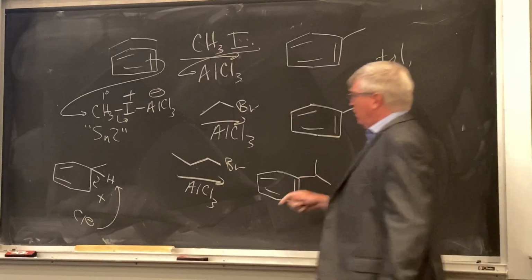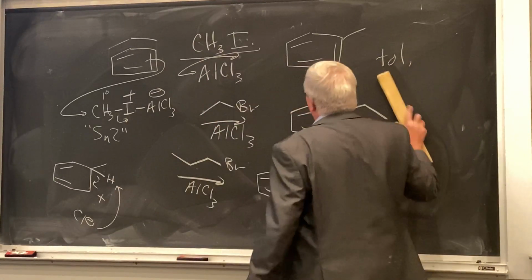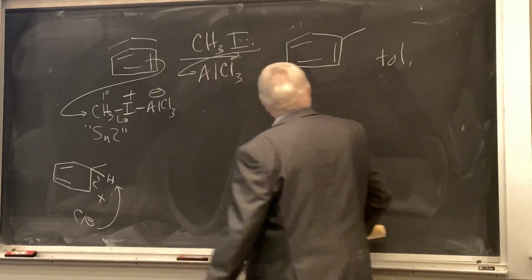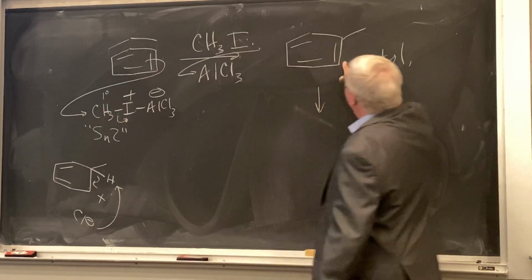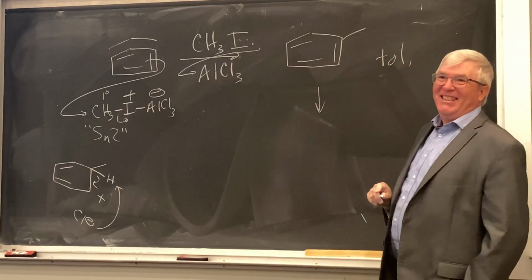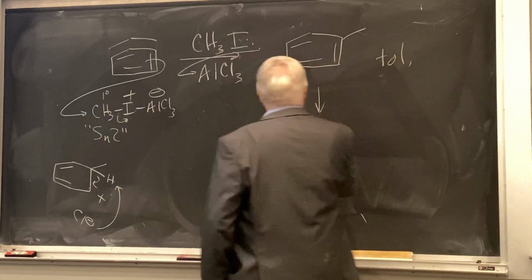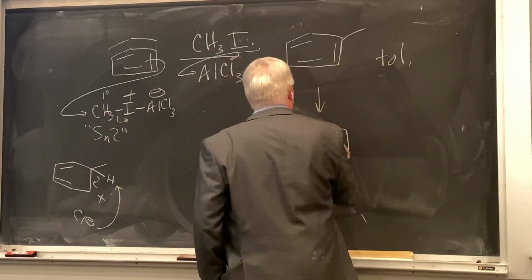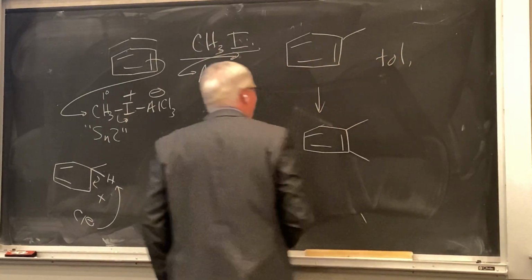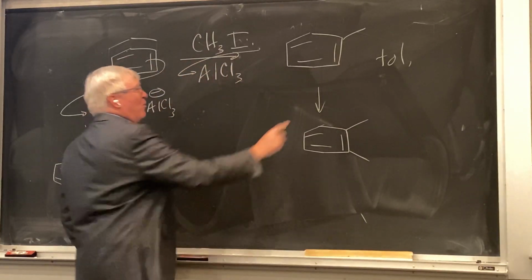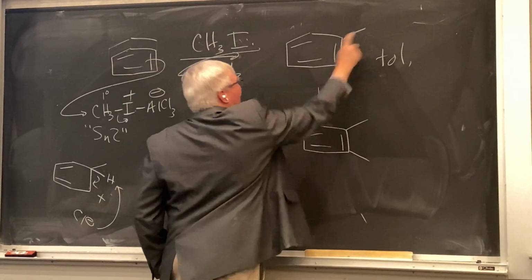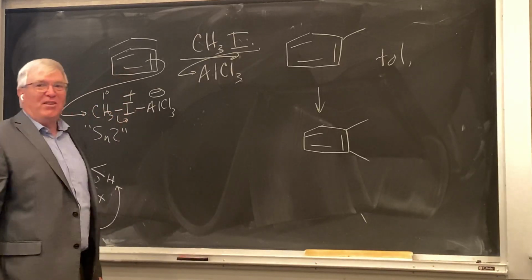Now, one other thing I should mention, especially with methylation, guess what? This is often a minor product. When we methylate here, this is kind of telling you that polysubstitution not only can occur, it often occurs. When we put an alkyl group on benzene, that's electron releasing. That makes the benzene more electron rich.